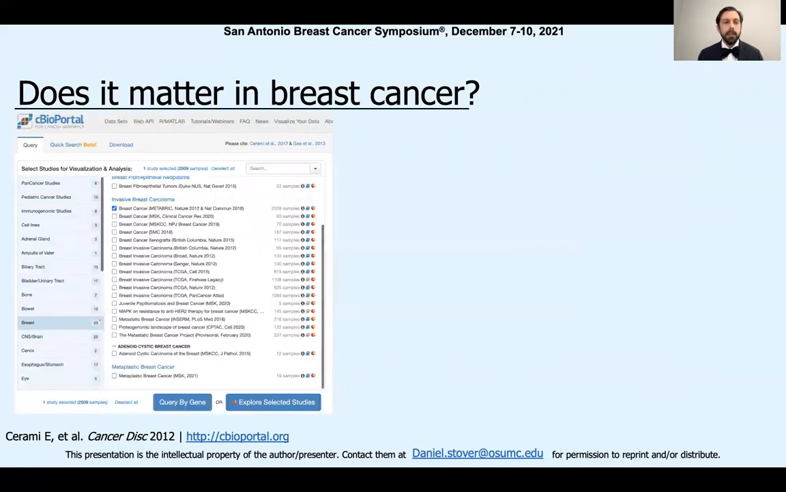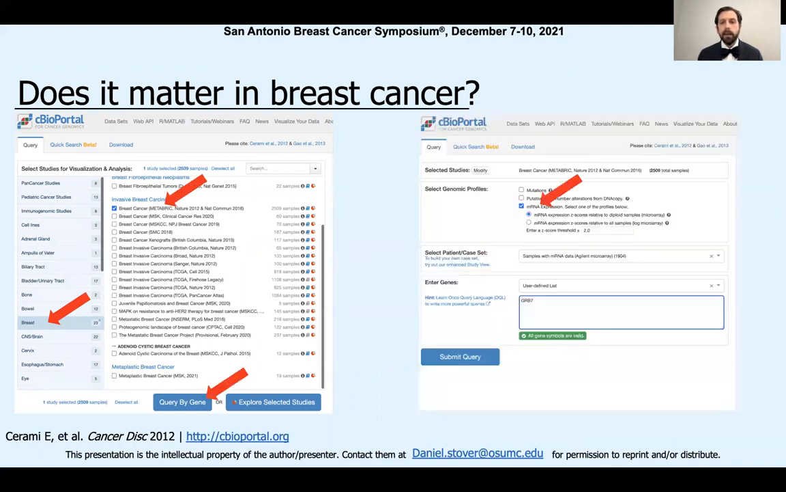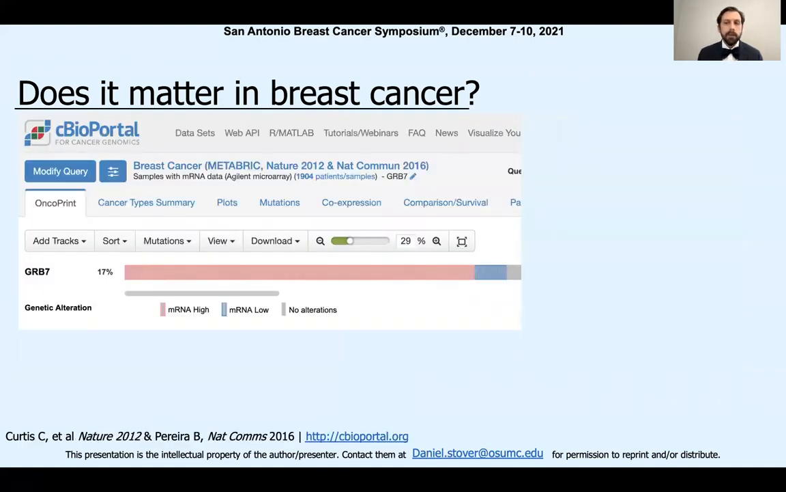Well, we can turn to cBioPortal, click on breast cancer, go to METABRIC, and query by gene to then look at the RNA gene expression data, since these are primarily gene expression predictors that we were looking at, input our gene, and submit our query. With just those 6 clicks, we can identify that GRB7 is overexpressed in about 17% of breast cancers in the METABRIC cohorts. So a pretty decent number, not a rare phenomenon.